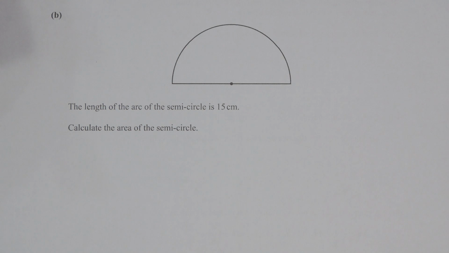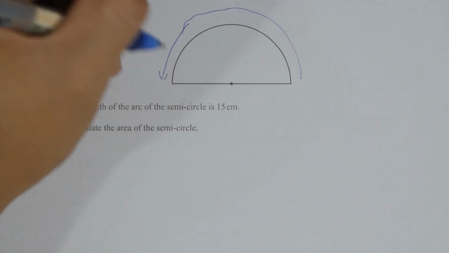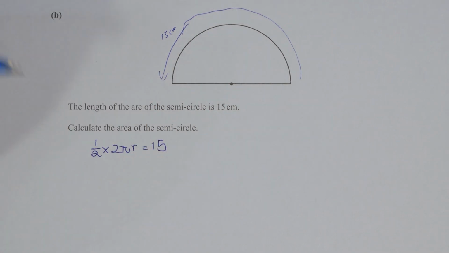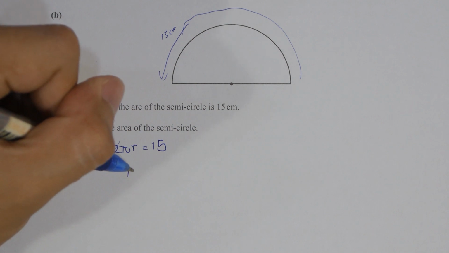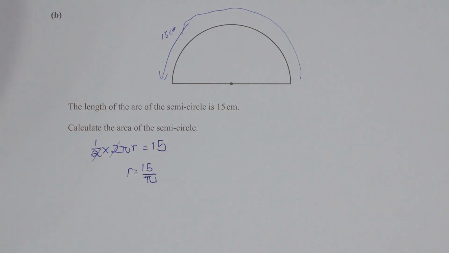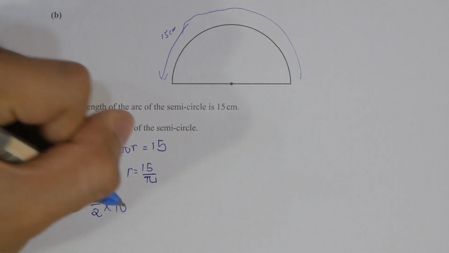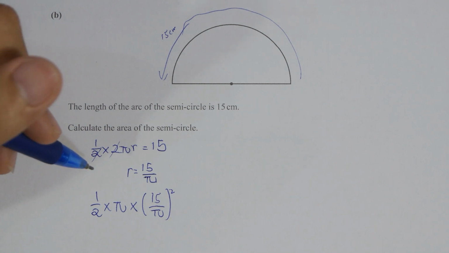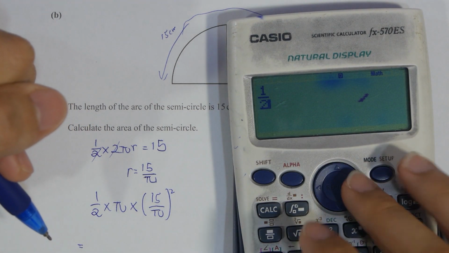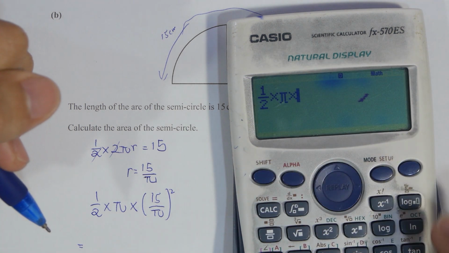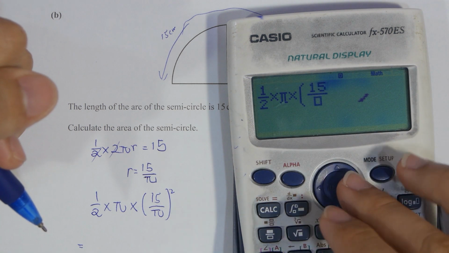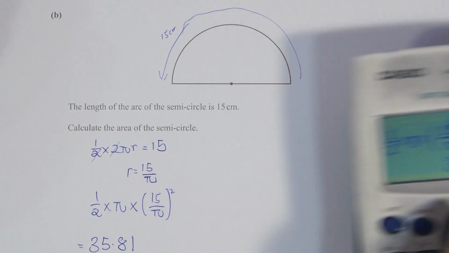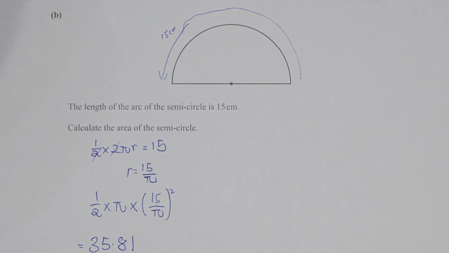Whereby for part B, the length of arc here, the formula 2 pi r, you are required to multiply by 1 over 2 because it is a semicircle. So pi r equals 15, r equals 15 over pi. With that being said, we can now substitute this information into our area formula, which is pi r squared. However, for our area, the same thing applies. Because it is a semicircle, we are required to divide it by 2. So the final result will be 35.81.